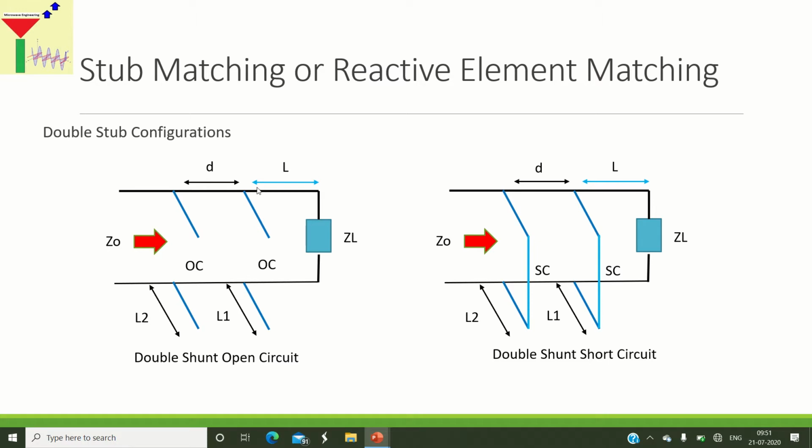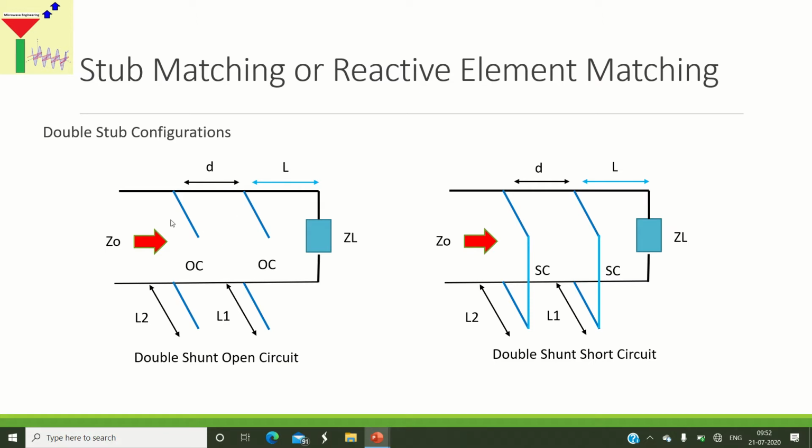Now please remember, this first stub, which is indicated with a length L1, may be located on the load impedance itself. In that particular case, capital L is going to be 0. There could be another possibility, that the first stub, whose length is L1, is located at some distance away from the load, where in that case capital L will become non-zero. So these two cases could happen with a double stub. The separation between the first stub and second stub is indicated with small letter d.